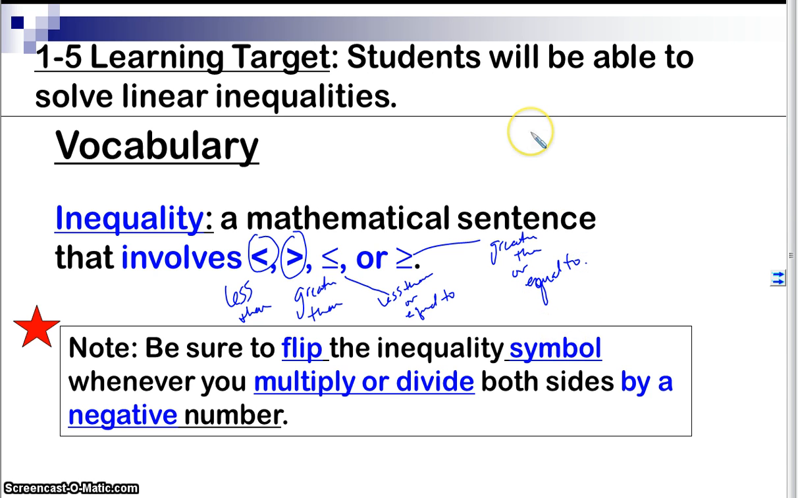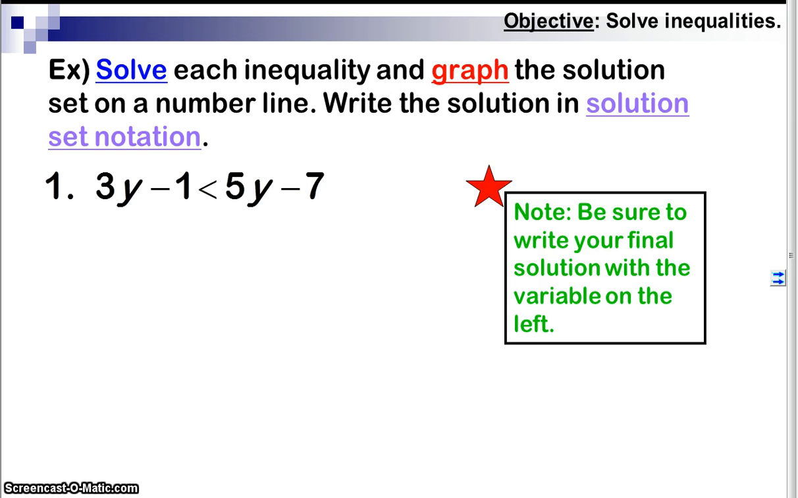One thing you want to make sure that you do when you solve these is flip the inequality symbol whenever you multiply or divide both sides by a negative number. I'll show you an example of what I mean by that in just a second. Let's take a look at a few examples and a couple practice problems, and then that's it, guys.